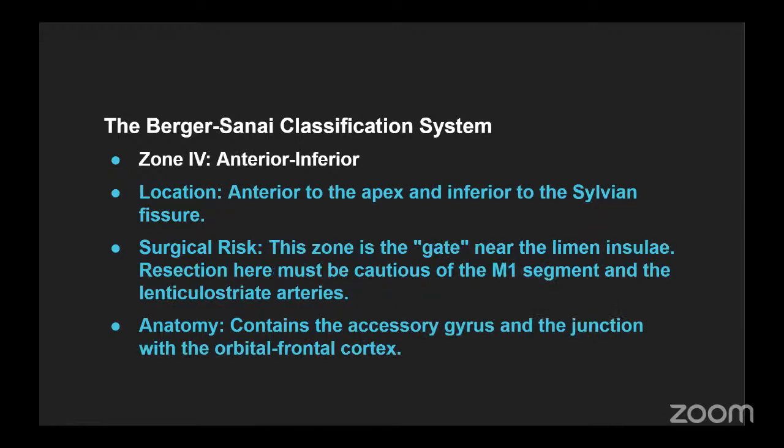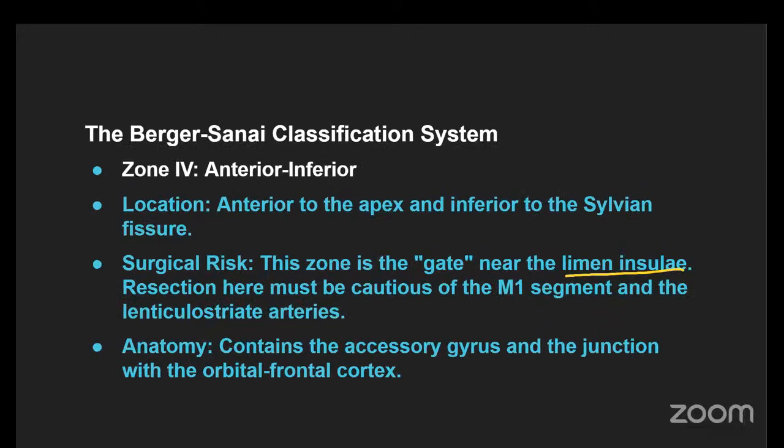And zone 4 is probably the least risk zone. The only problem here is if you breach the limen insula. If you end up breaching the limen insula, then the patient will have an infarct of the internal capsule. Why? We have discussed that before, because this demarcates the origin of the lenticulostriate arteries. So as long as you stay before the limen insula, it's not going to risk the patient.